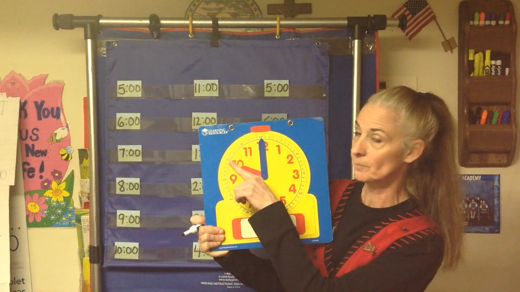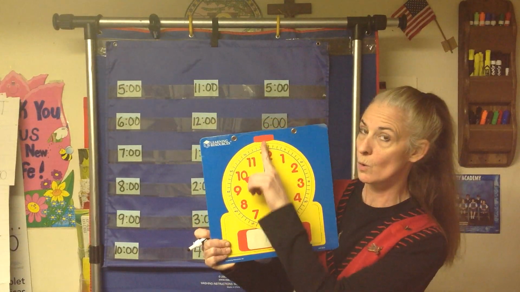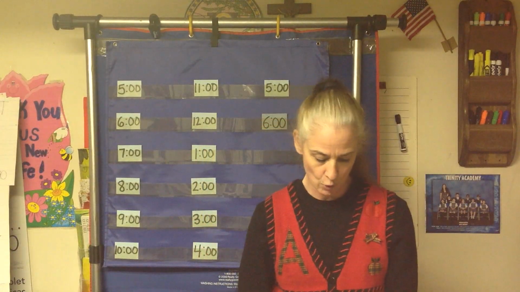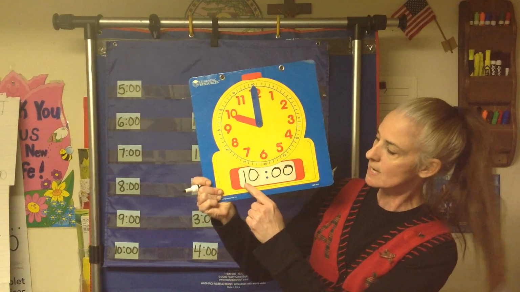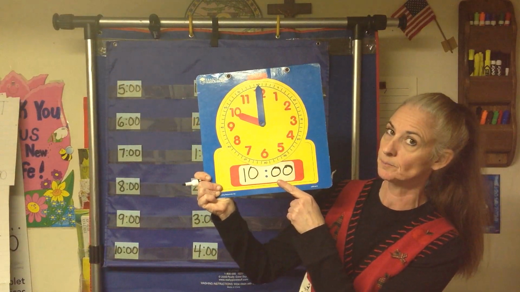10 is your hour. O'clock. Okay, write 10 o'clock. 10 is your hour, so you write that first. 0, 0 represents o'clock. 10 o'clock.